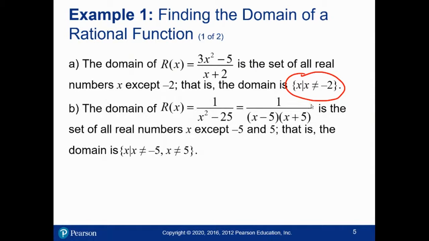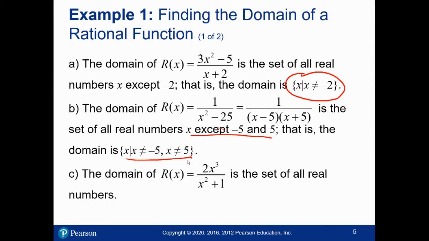How about the function 1 over x squared minus 25? Now the numerator is the constant 1. That's a degree 0 polynomial. The denominator is x squared minus 25. That's a quadratic or a degree 2 polynomial. So the domain is everything except what makes the denominator 0. And since the denominator is a difference of two squares, it factors as x minus 5 times x plus 5. So the domain is everything except plus or minus 5, because that would have made the denominator 0, and that's bad.